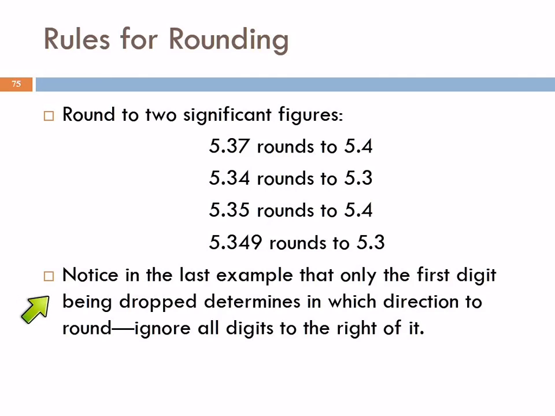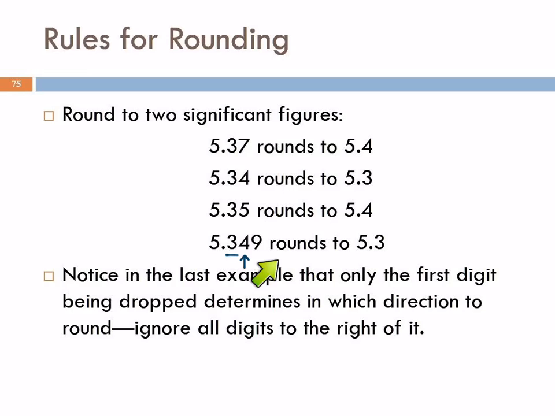I'm just going to talk about this one. In the last example, only the first digit being dropped matters. Ignore all the digits to the right of it. So here we're supposed to round to 2 significant figures. So we're keeping that 3 and we're getting rid of what's after it. We're only going to look at the 4. We're not even going to consider the 9.